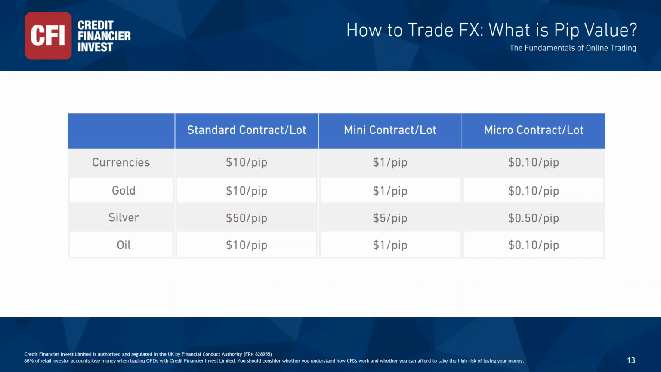For gold, that doesn't change. It would be $10, similar to the currencies, for the standard contract, for the mini contract it would be $1 per pip, and for the micro contract it would be 10 cents per pip. And the same goes for oil. As you can see up there, the standard contract is $10 per pip, the mini contract $1 per pip, and the micro contract 10 cents per pip. And then I would say silver is slightly different, because you can see up there it is $50 per pip for the standard contract, for the mini contract $5, and for the micro contract 50 cents per pip.